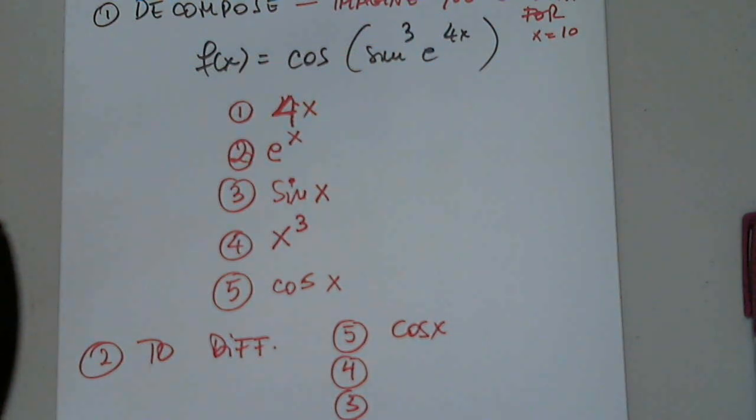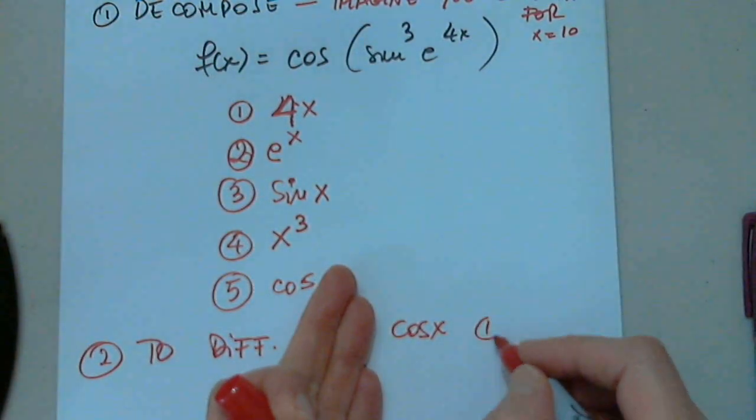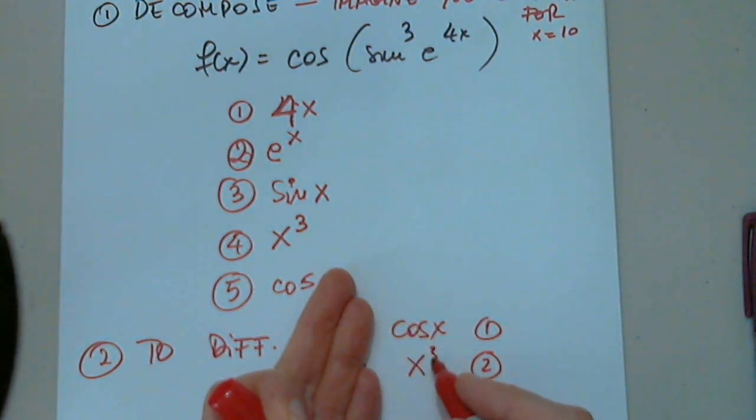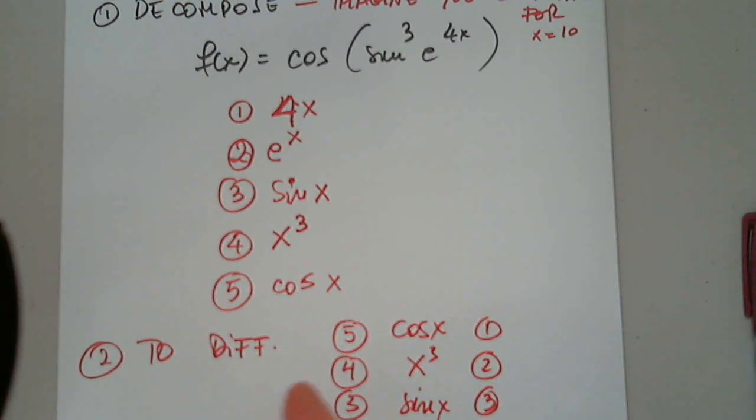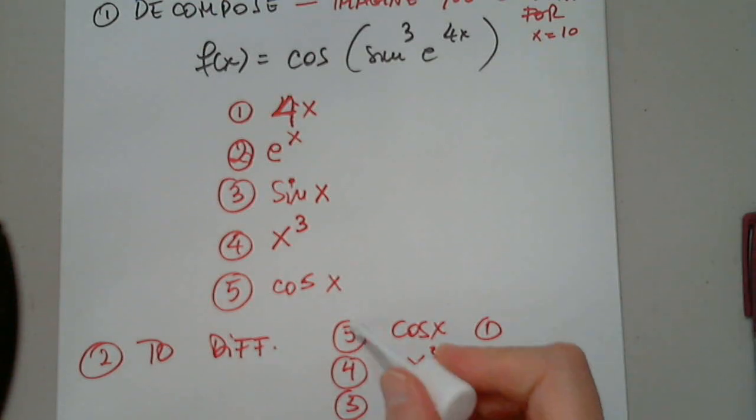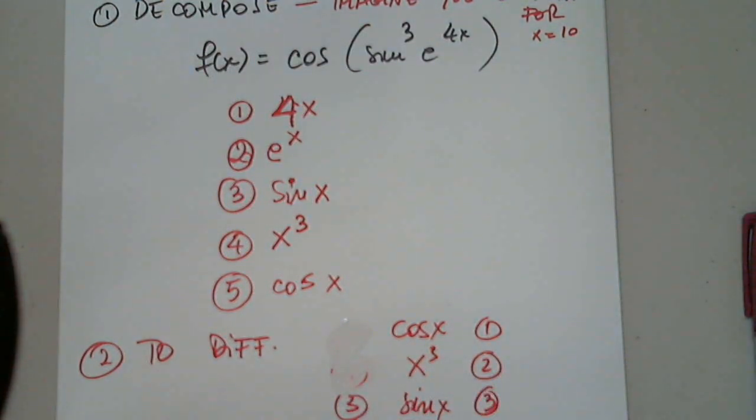So first I have to differentiate cosine. Maybe I should put, instead of these numbers, number 1 is cosine, number 2 is x to the 3rd, number 3 is sine x, number 4 is e to the x, and number 5 is 4x. So maybe those numbers were confusing. I wanted to just show the inverse. But maybe I should erase them, and that's probably better. Okay, now let's differentiate this function.